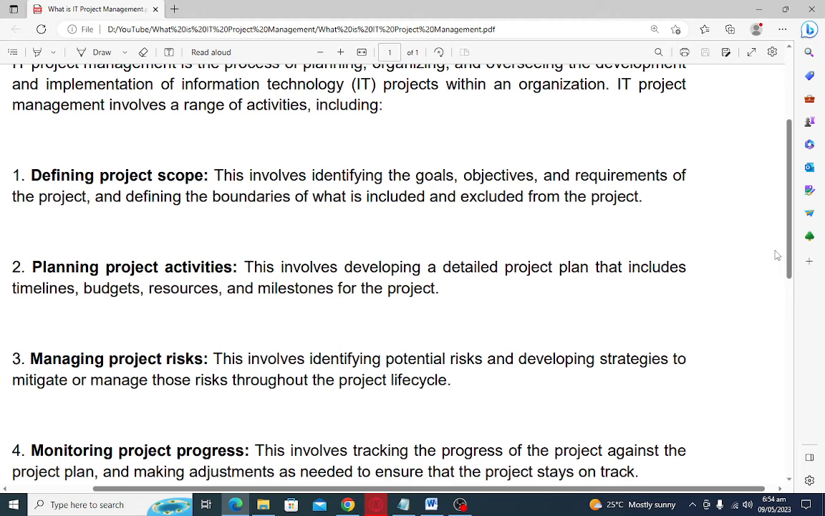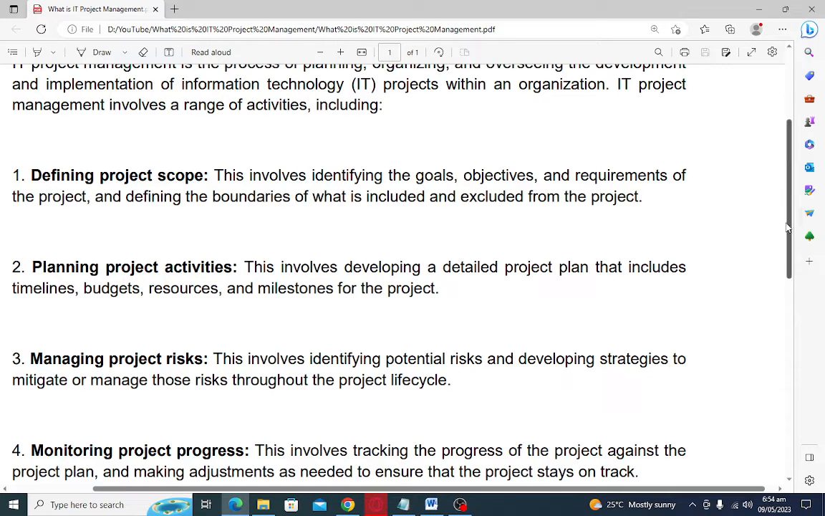This involves identifying the goals, objectives, and requirements of the project and defining the boundaries of what is included and excluded from the project. Number 2, planning project activities. This involves developing a detailed project plan that includes timelines, budgets, resources, and milestones for the project.